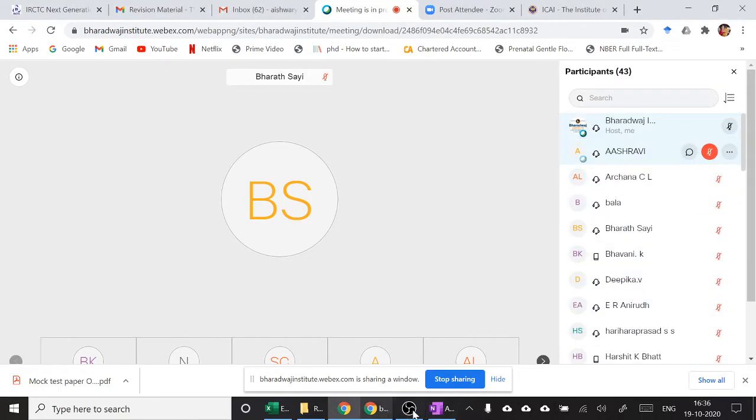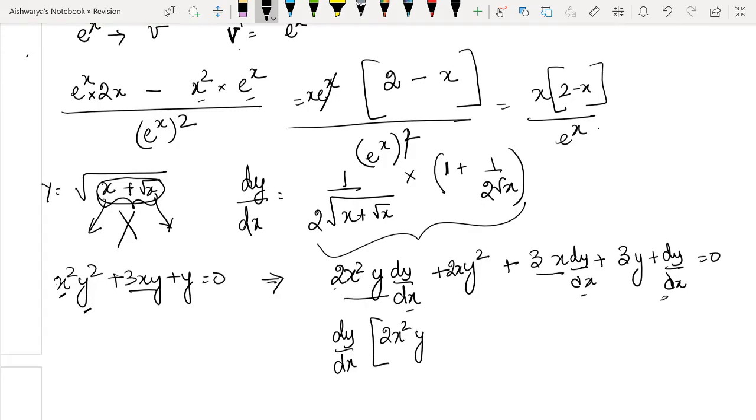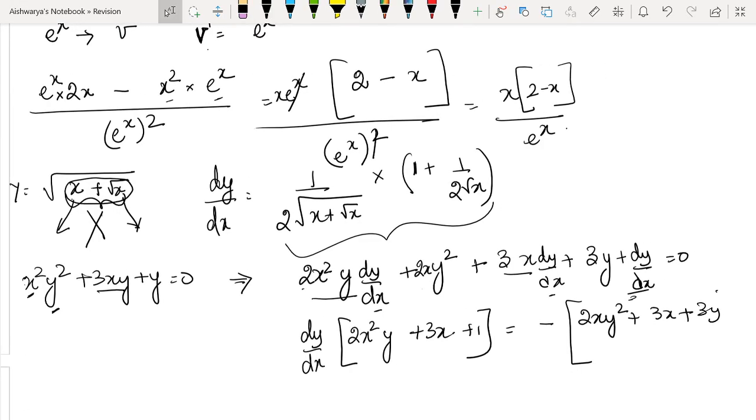Okay, so let's proceed. Now this is what we have, and the question is asking us for the value of dy by dx. So I am going to pick out dy by dx separately and keep the remaining terms as they are: 2x square y, then here I have a 3x, and here I have a 1. Now the remaining terms I will take to the right hand side: minus of 2xy square, and here it will be minus 3y.